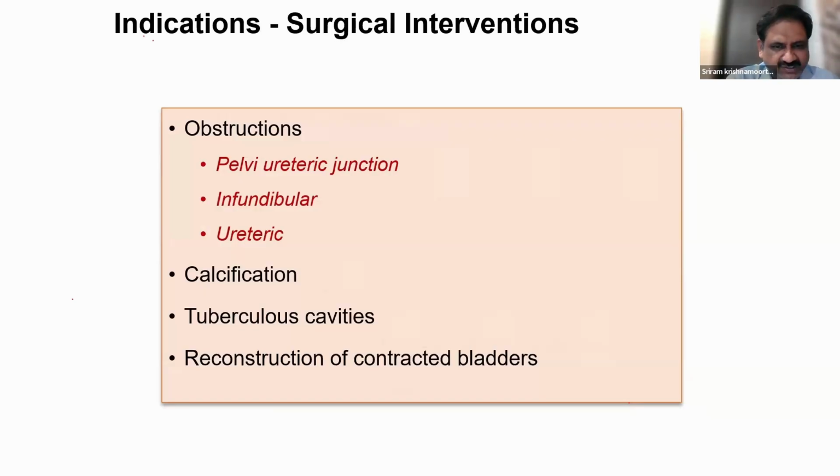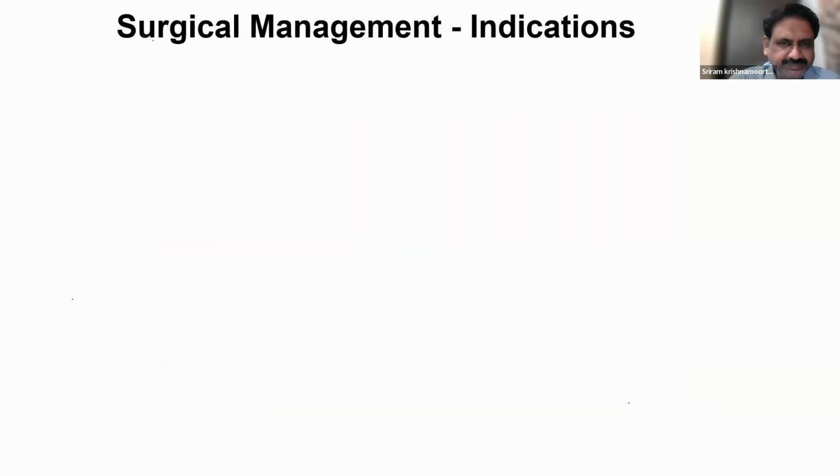If there is a cavity that has to be drained, if there is an abscess that has to be drained, or the bladder is contracted, the contracted bladder has to be opened out a bit. So these are all the indications for the surgery in patients with GUTB.